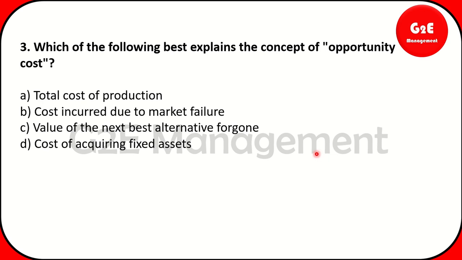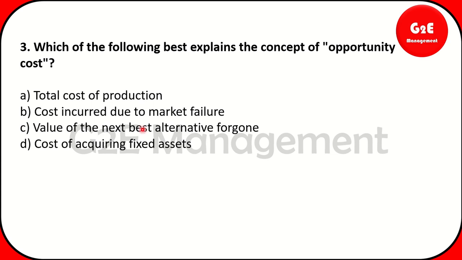And question number 3: which of the following best explains the concept of opportunity cost? Opportunity cost, in a sense, what? If you're using an additional unit, it means the best alternative which you are choosing, right? So the options: the total cost of production, first option. Second, cost incurred due to market failure. Third, value of next best alternative foregone, and cost of acquiring a fixed asset.